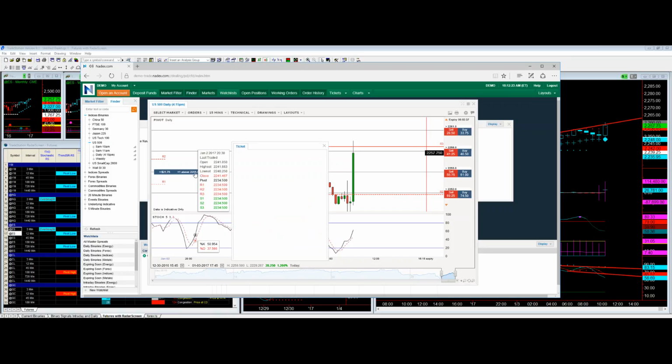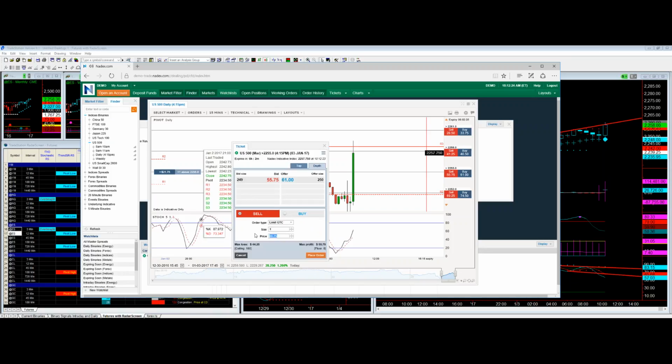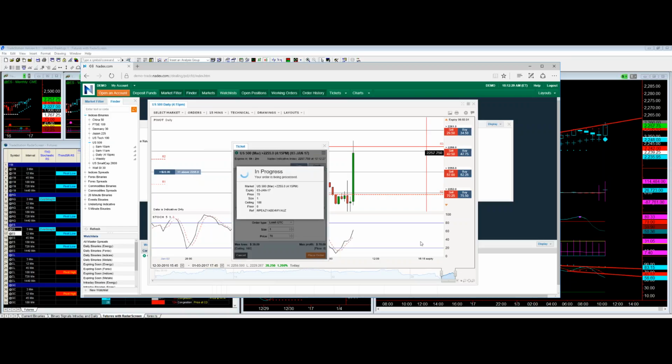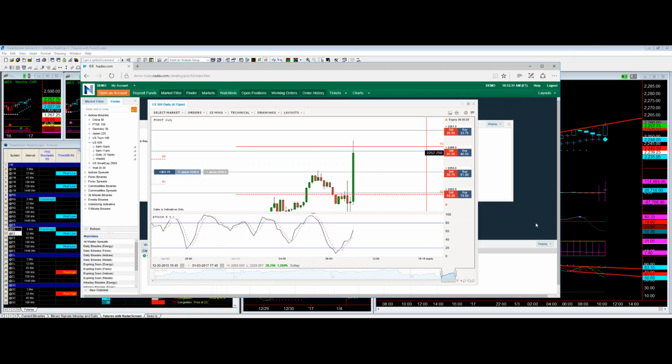I can always come in and set a profit target at 70. 34 plus 34 is 68, plus the cost of the trade would be 70. Nadex did go up to $2 round trip this week.